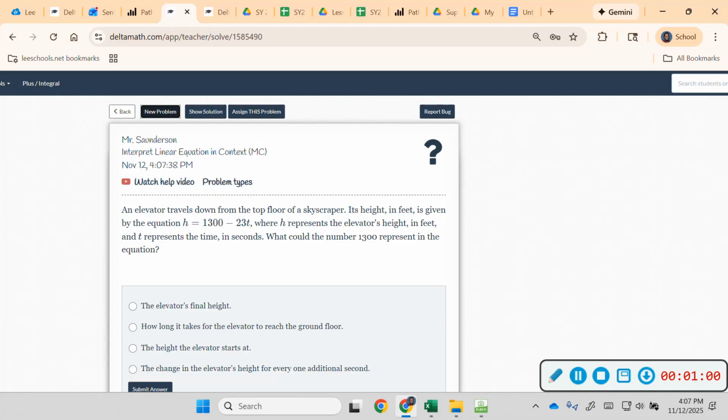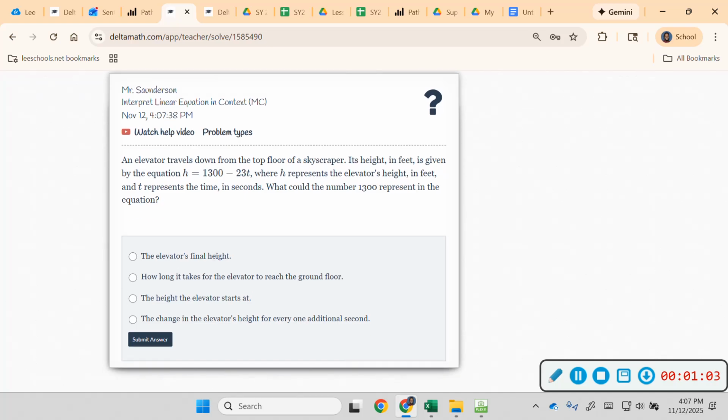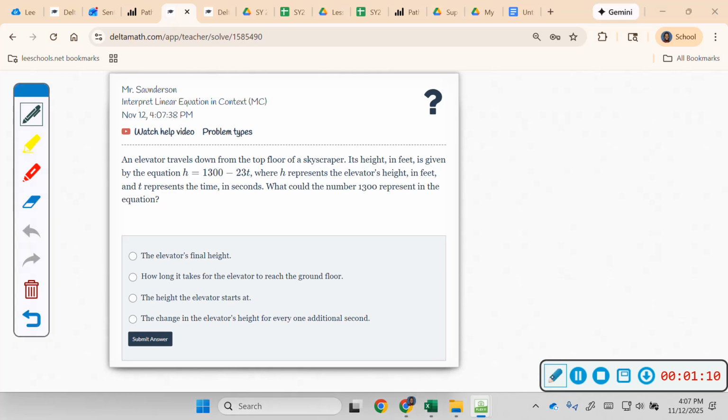Okay, let's try another one. This one says an elevator travels down from the top floor of a skyscraper. Its height in feet is given by the equation h equals that, where h represents the elevator's height in feet and t represents the time in seconds. What could the number 130 represent? Again, this still looks like y equals mx plus b. Even though it's rearranged, this 130 is the y-intercept, it's a constant, a number that doesn't have the variable attached to it. And this negative 23 is the slope, the one that the variable is normally attached to.